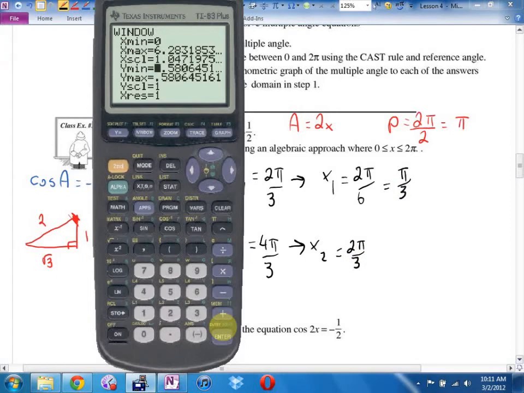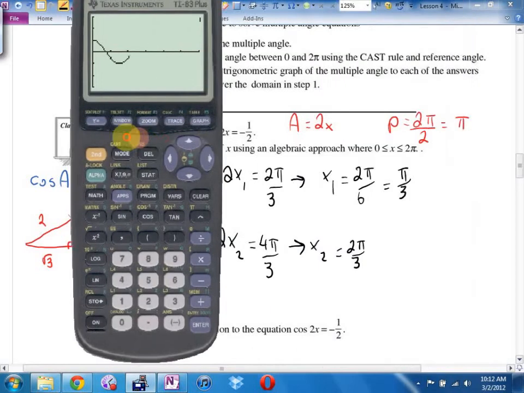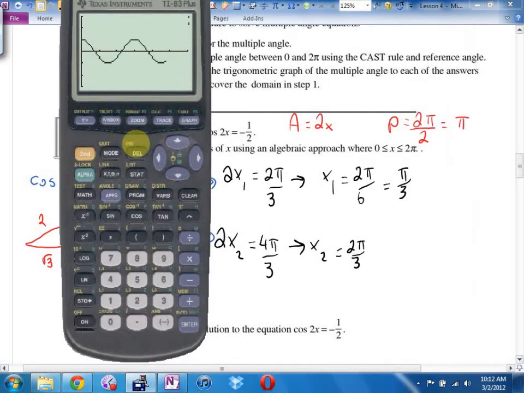Y min. What's the amplitude right here? 1. I'll go from, how about negative 3 to 3. That's usually my fallback if I'm not quite sure what the graph looks like. And hit graph. Get this? Uh-oh.